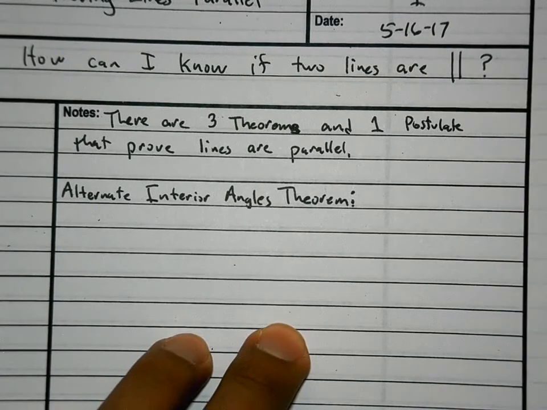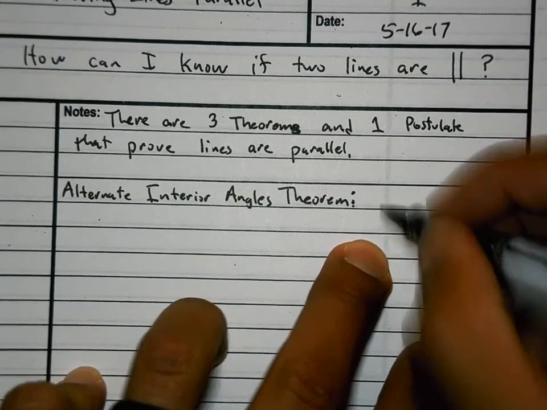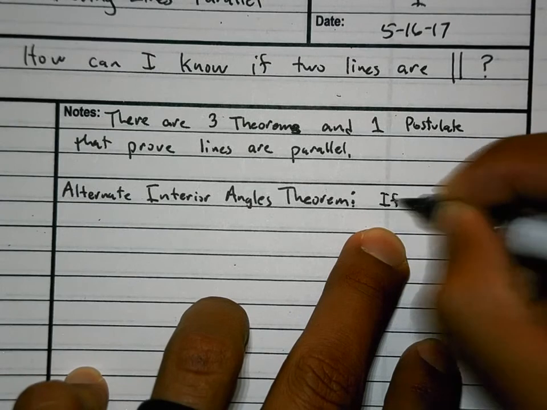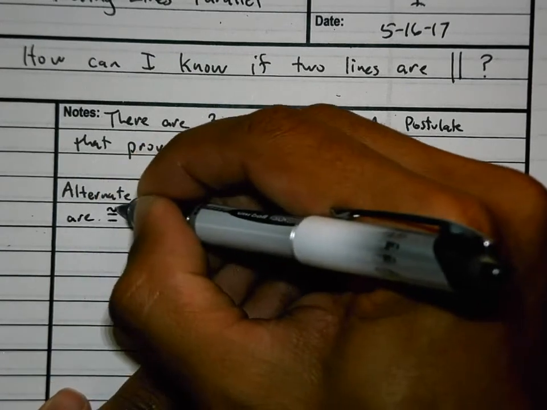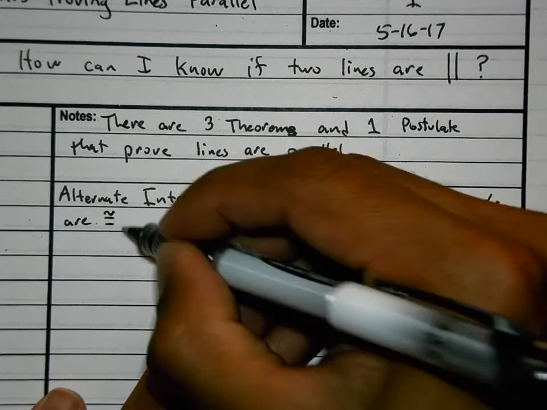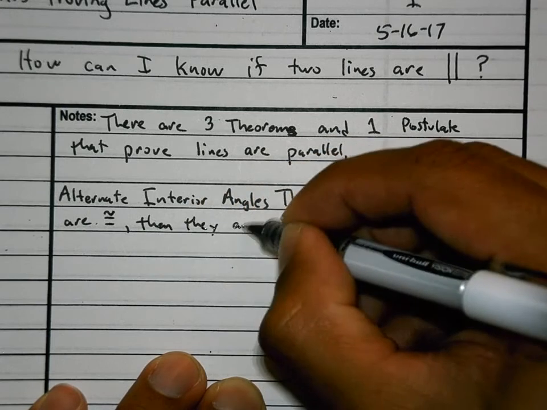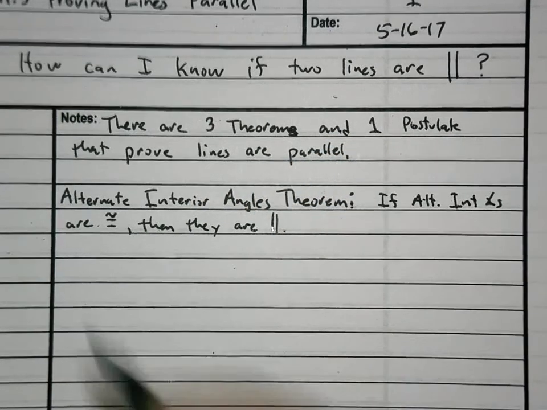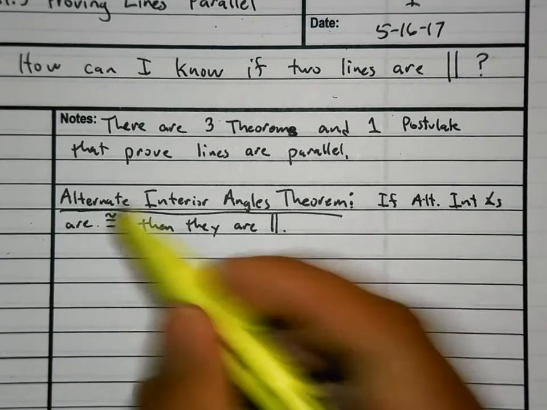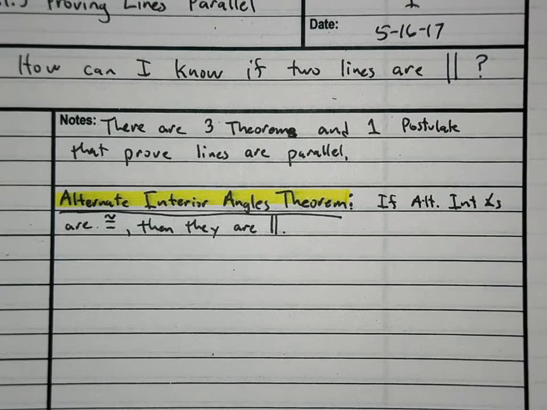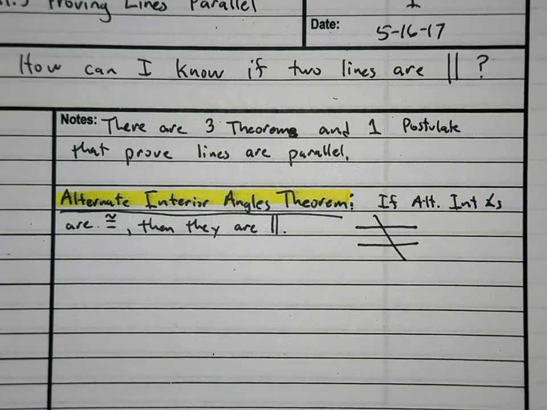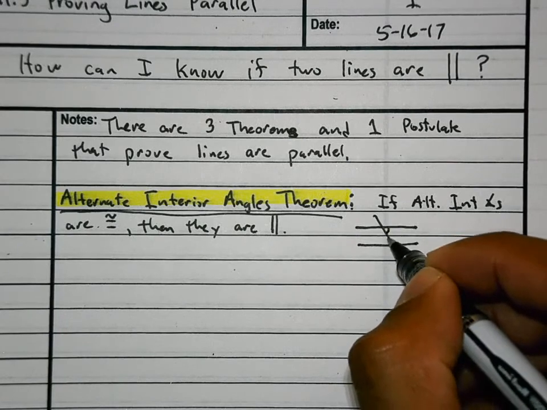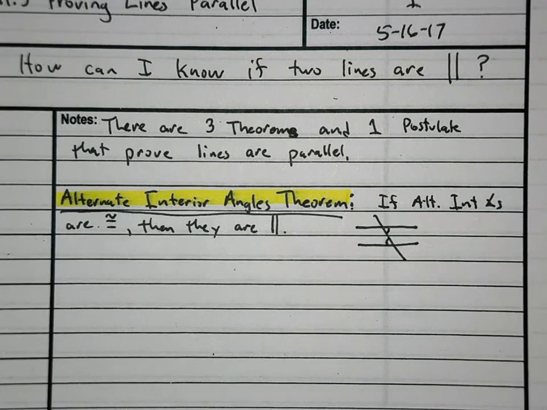How do I want to write that? If alternate interior angles are congruent, then they are parallel. That's what that first one says. Draw a quick picture. Alternate interior angles. Which ones are those? They are the ones that are on the inside, and one has to be on one side and the other has to be on the other.